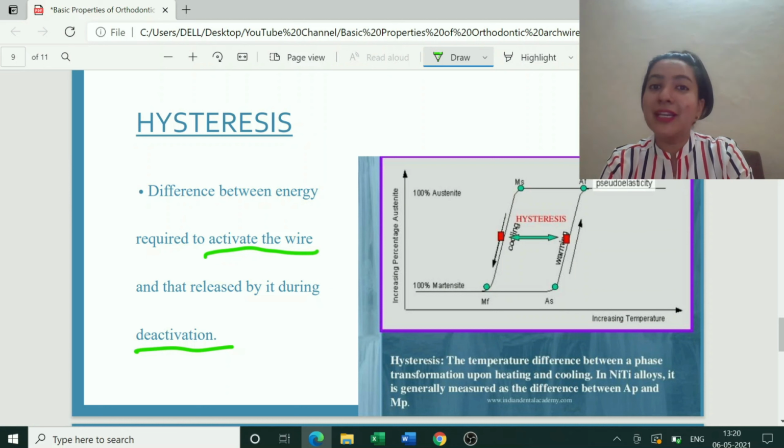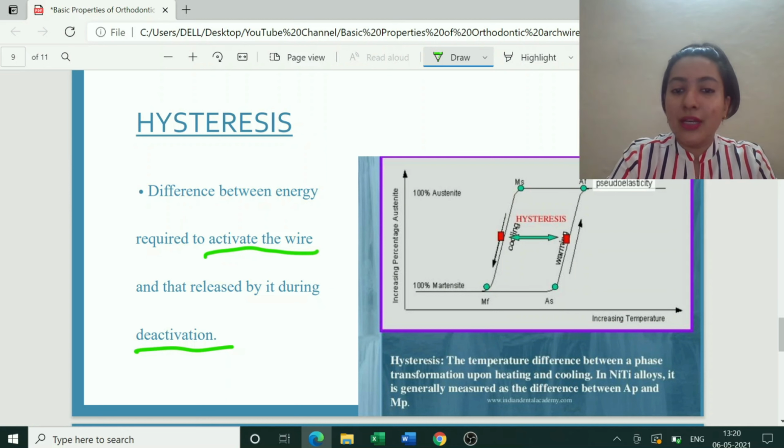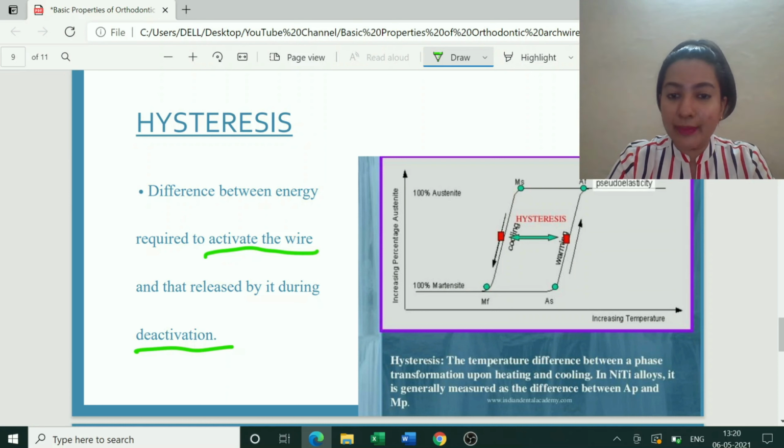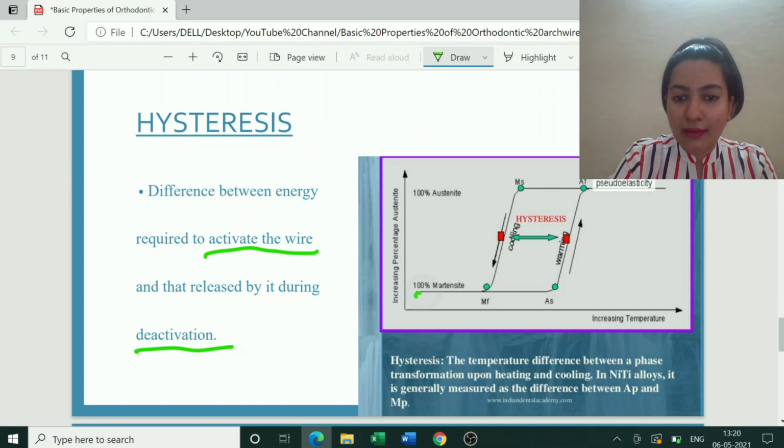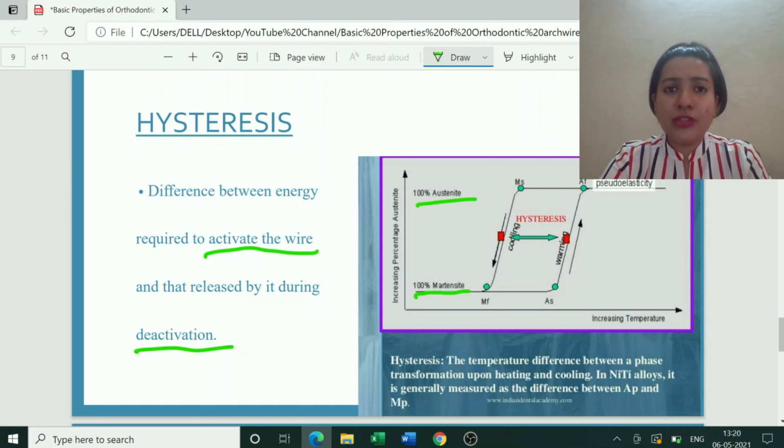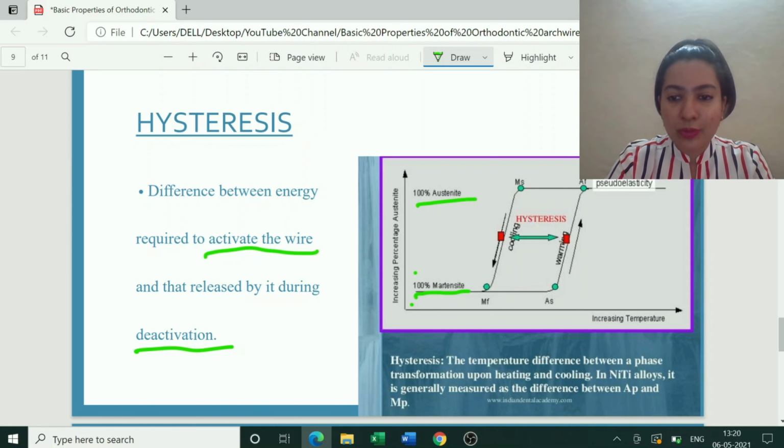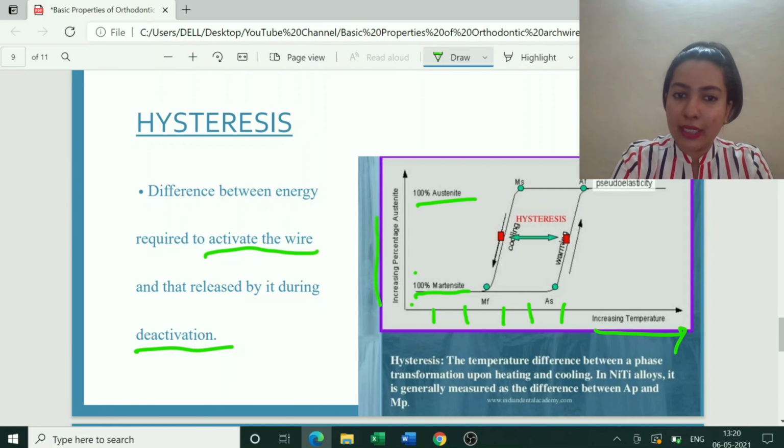Now let us understand what hysteresis is. My wire or my material exists in two phases. First phase is the martensite phase. Second is my austenite phase. So if at room temperature my material is in the martensitic phase, what I do is apply heat. Suppose this is 10 degrees, this is 20 degrees, 30 degrees, 40 degrees, and this is 50 degrees, because this is temperature. So these are my temperature ranges, and this is the increasing percentage.